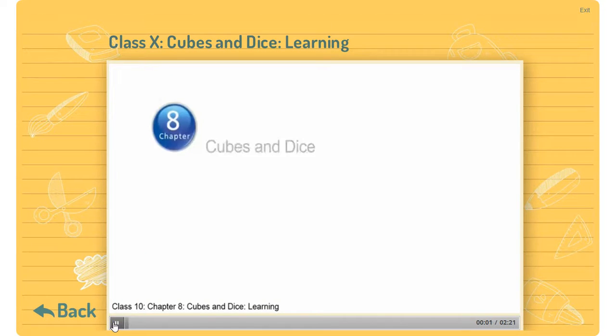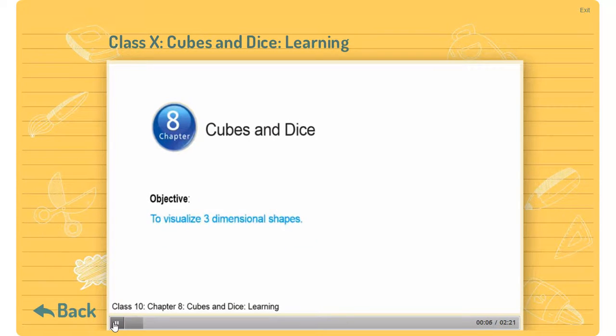Welcome to the 8th chapter, Cubes and Dice. The objective to learn this is to visualize three-dimensional shapes.